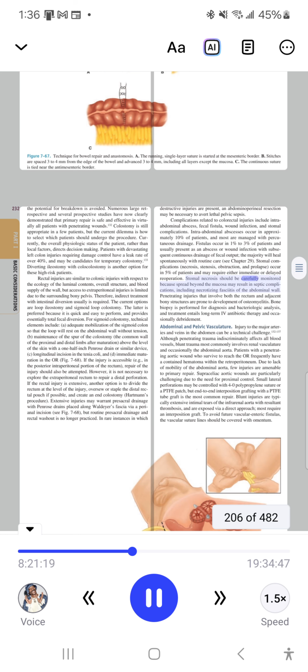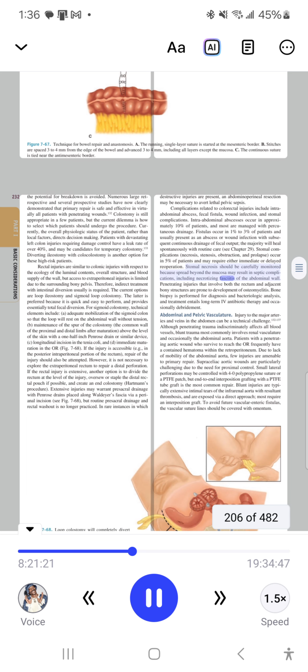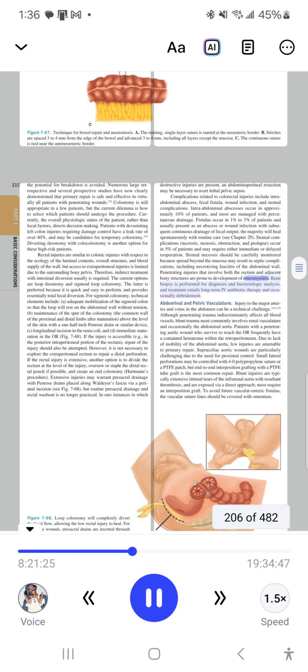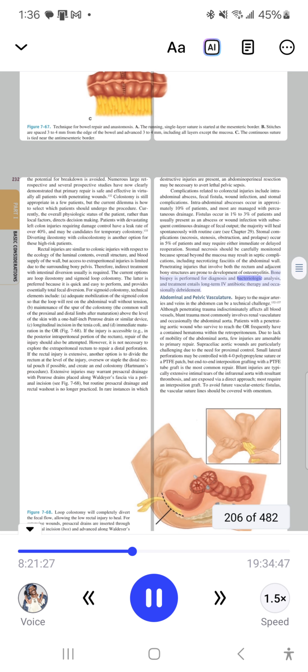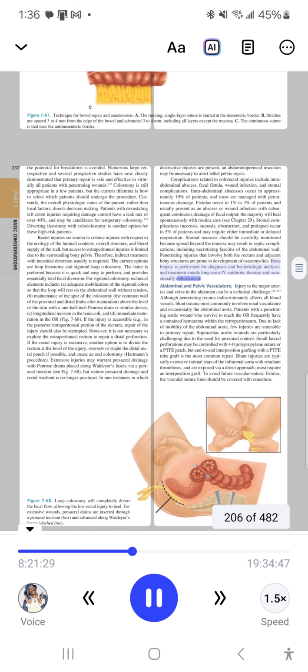Stomal necrosis should be carefully monitored because spread beyond the mucosa may result in septic complications, including necrotizing fasciitis of the abdominal wall. Penetrating injuries that involve both the rectum and adjacent bony structures are prone to development of osteomyelitis. Bone biopsy is performed for diagnosis and bacteriologic analysis, and treatment entails long-term intravenous antibiotic therapy and occasionally debridement.